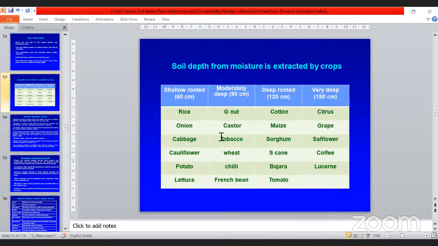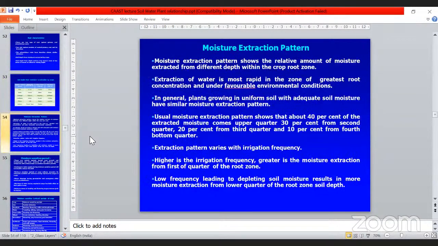And based on that, we are selecting the soil as well as the method of irrigation application, and the quantity of water requirement also changes based on this soil depth. So these are the different factors responsible for any type of irrigation application. Then the moisture extraction pattern shows the relative amount of moisture extracted from different depths. Extraction of water is most rapid in the zone of the greatest root concentration and under favorable conditions.